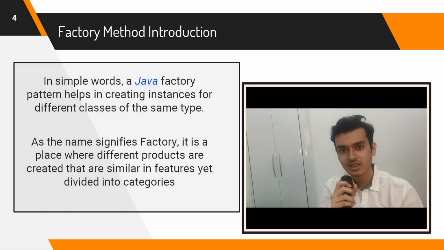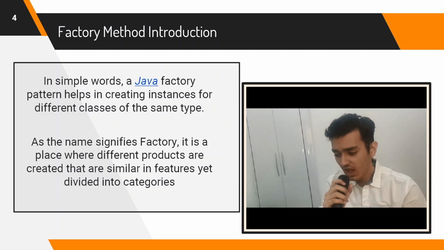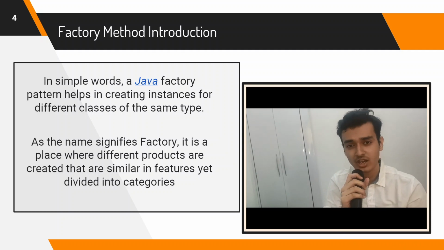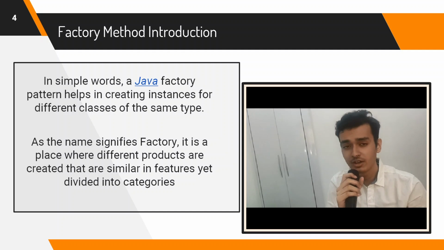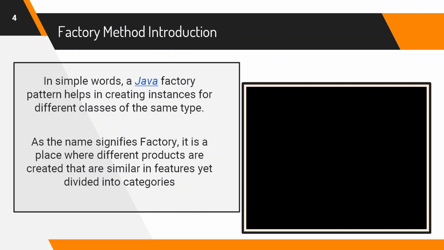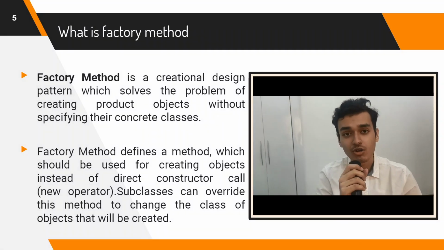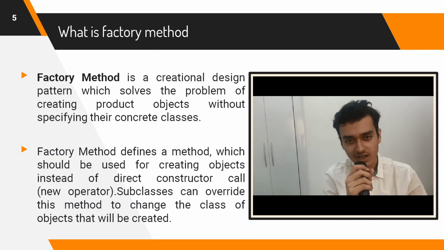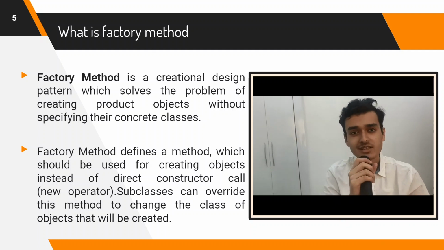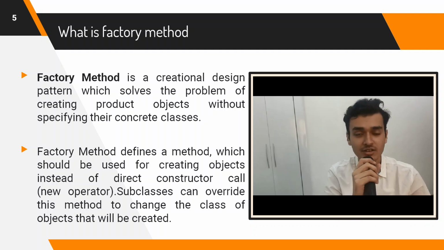Let's understand what are factory methods in Java. Factory is a place where different products are created and are similar in features and divided into categories. So, factory pattern helps in creating instances for different classes of the same type. It is a creational design pattern which solves the problem of creating product objects without specifying their concrete classes. Here, the subclasses can override this method to change the class of objects that will be created.